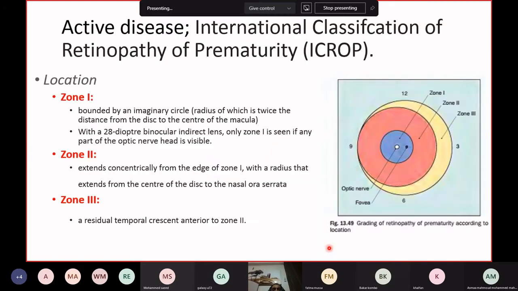So we follow what we call the International Classification of Retinopathy of Prematurity. It describes the disease according to 3 variables. First of them is the location or the zone.